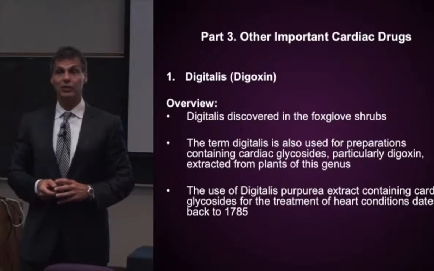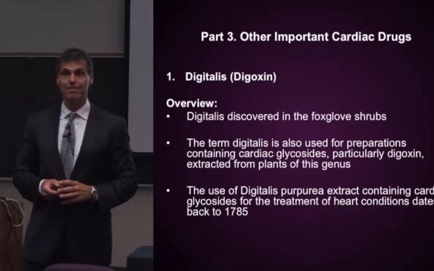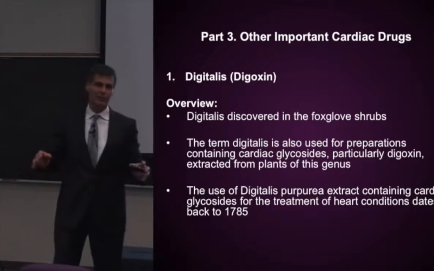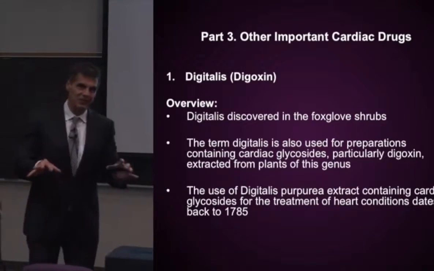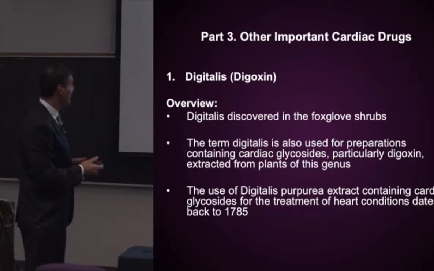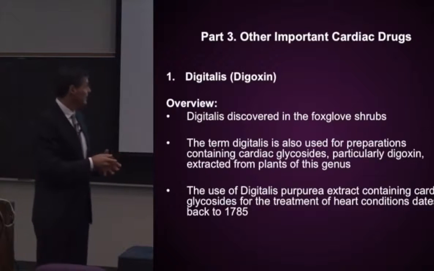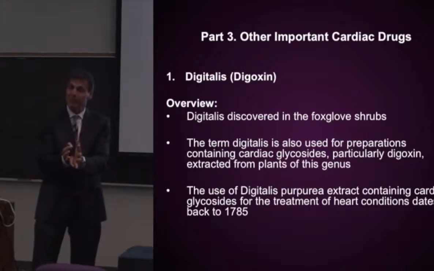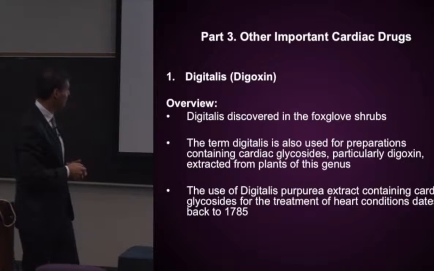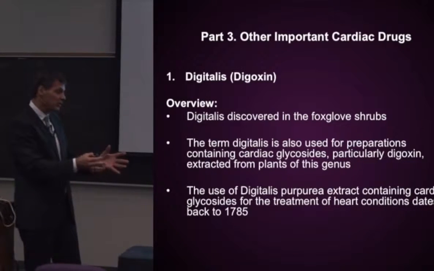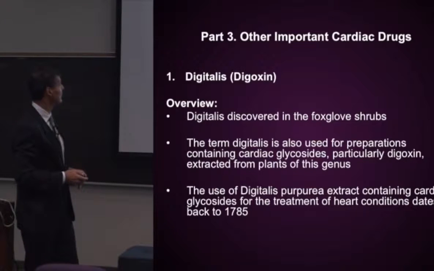We move to the final section of Lecture 1, which is the use of other important cardiac drugs, just so you understand them or you've seen them once. So digitalis, we touched on that. It was discovered in the foxglove shrub, so it's actually a plant-derived substance that then gets made synthetically into digitalis, a cardiac glycoside that dates back hundreds of years, back to 1785. It's been used for congestive heart failure and a number of things.